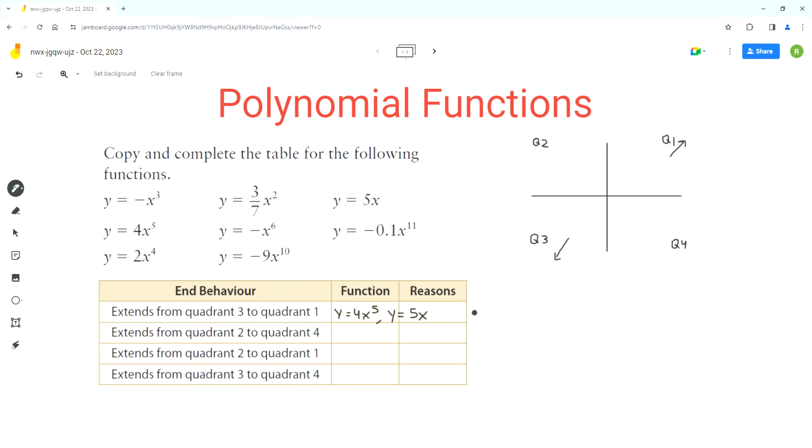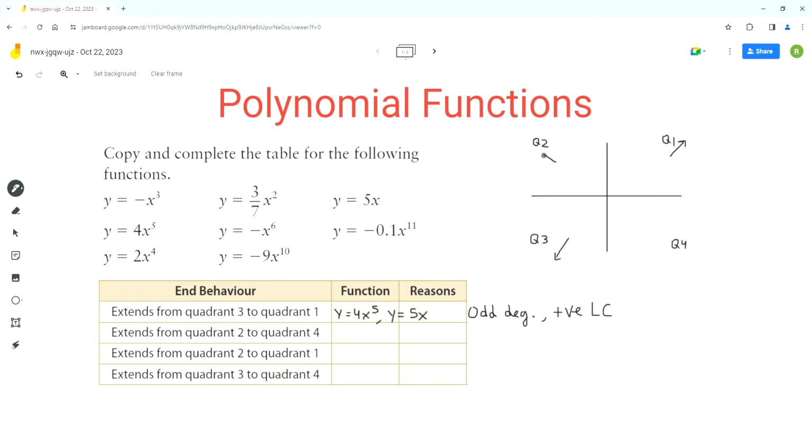And the reason is odd degree and a positive leading coefficient. LC is leading coefficient. Now we can analyze the second behavior. Extends from quadrant 2 to quadrant 4. So quadrant 2 is here.